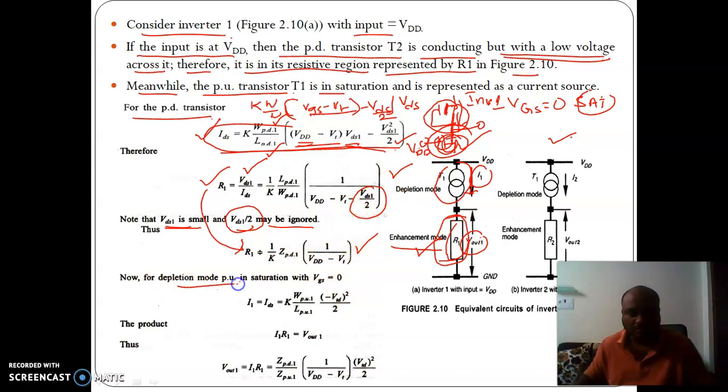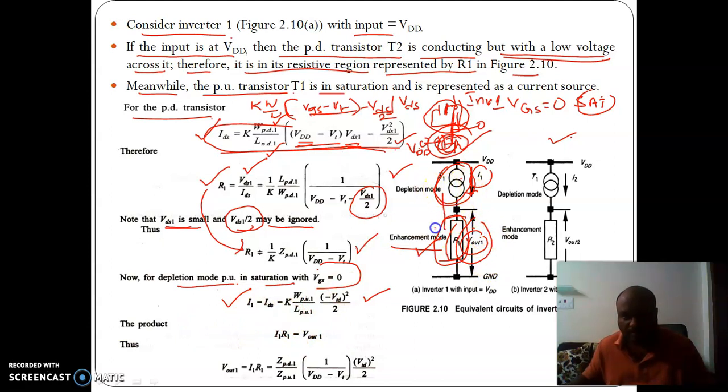Now for the depletion mode pull up, it is in saturation for VGS equal to 0. The current flowing, I1, as we have seen in our previous topic, is K into WPU1 by LPU1 into VTD whole square by 2. That's okay. So the product I1 R1 gives our output voltage. So what is the output voltage of this device?